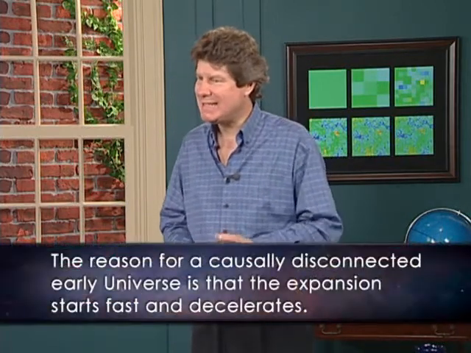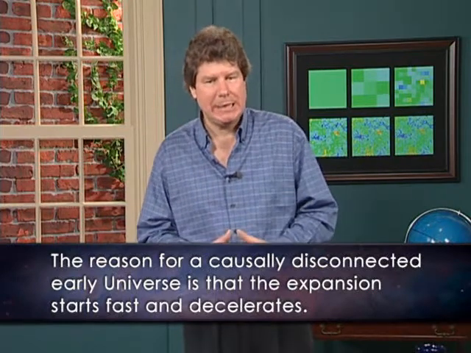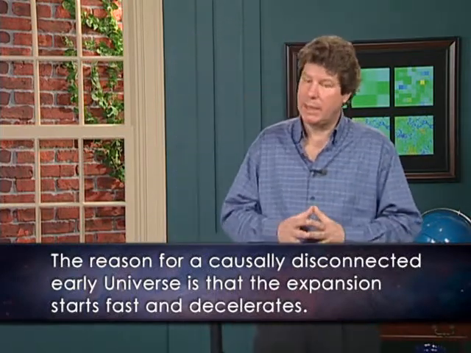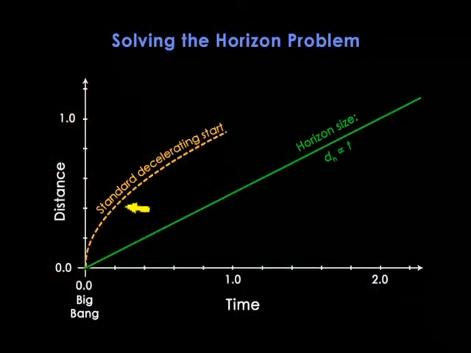So what feature of the standard theory of cosmology is at the heart of the horizon problem? What needs changing? Well, just as we found for the flatness problem, the weakness is in the initial launching condition. The reason for a causally disconnected early universe is that the expansion starts fast and decelerates. You can probably guess how to solve the problem. What happens if, instead of following the standard curve right back to the beginning, there was an initial period in which the expansion starts slowly and then accelerates?